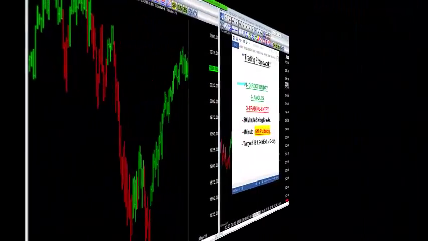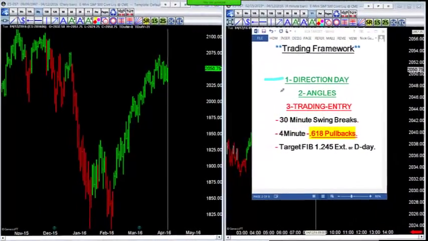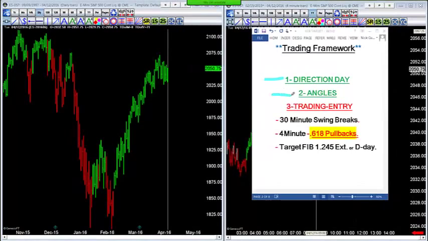This, you guys have a video, direction day. Now I'm going to do the angles. The angles are where these direction days are going to stop and turn and go that direction. They're always there. So I'm going to show you how to get them on your chart correctly.